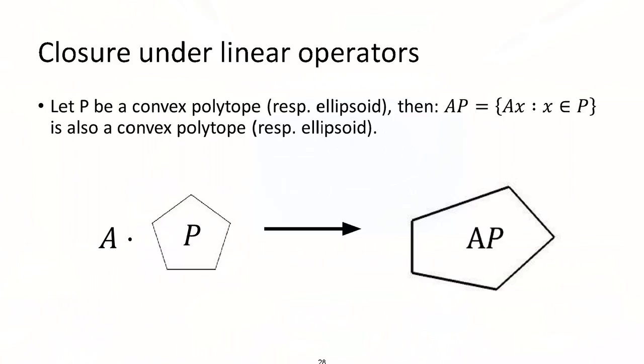And one of the reasons why we like convex polytopes and ellipsoids is because of their closure under linear operators. So let's say we have P that is a convex polytope or an ellipsoid. Then if we have a matrix A, then A times P, which is defined that way, is still going to be a convex polytope or an ellipsoid. So if we have something like this, then this can maybe get deformed, but it's still going to be a convex polytope.